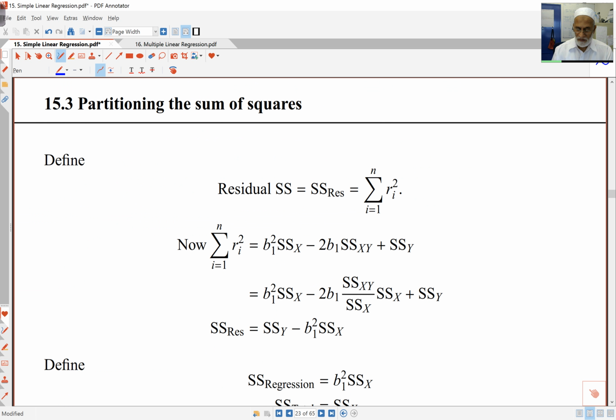And in the next lecture, we'll be looking at partitioning sums of squares to then move towards some hypothesis testing. Thank you.